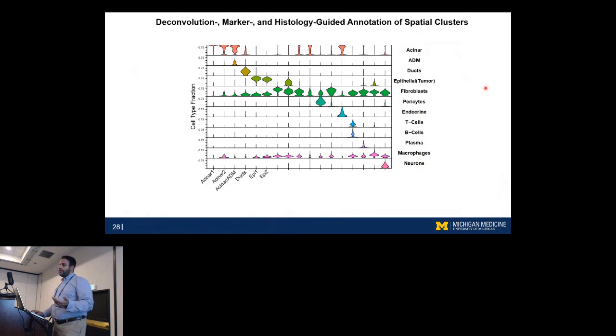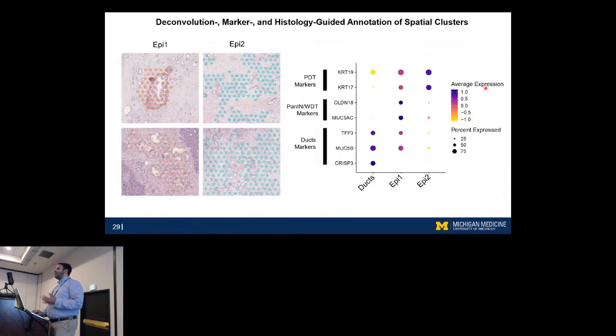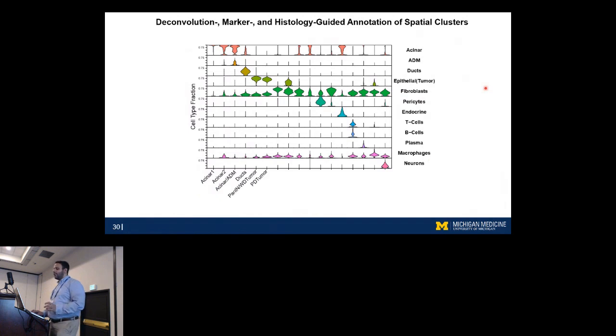But then we reach this problem of having two different domains. They are transcriptomically distinct, but they have high enrichment of epithelial cells. So we call them initially epithelial 1 and epithelial 2. But then when we look at the histology, we understand epithelial 1 is actually more of the well-differentiated subtype, and epithelial 2 is more of the poorly differentiated subtype. And this is actually concordant as well with the markers. So instead of calling those like this, we call them poorly differentiated and well-differentiated tumor areas.